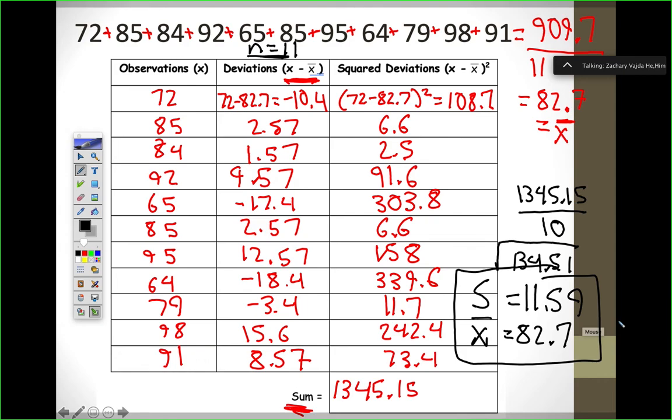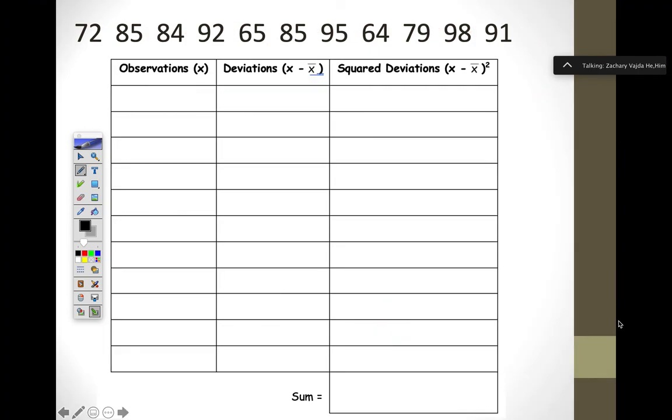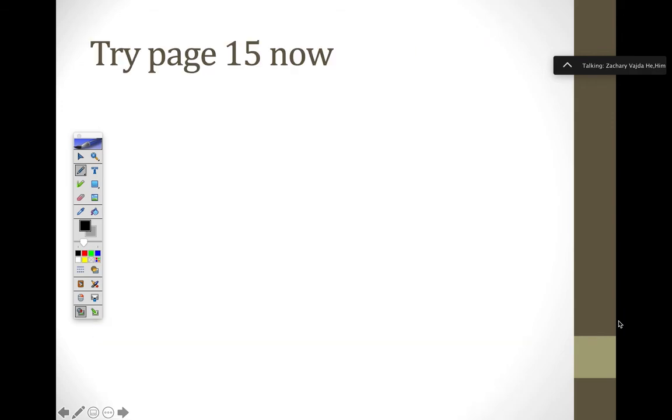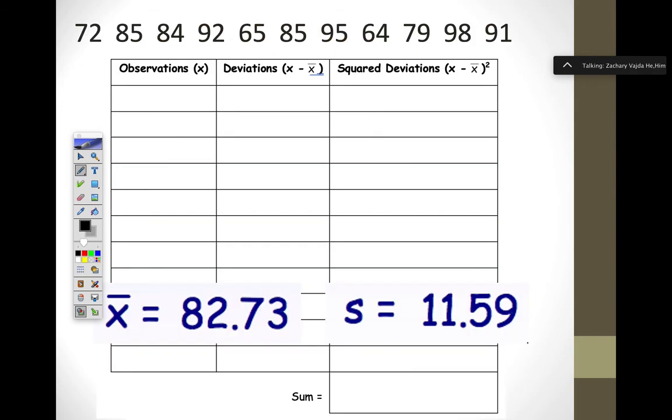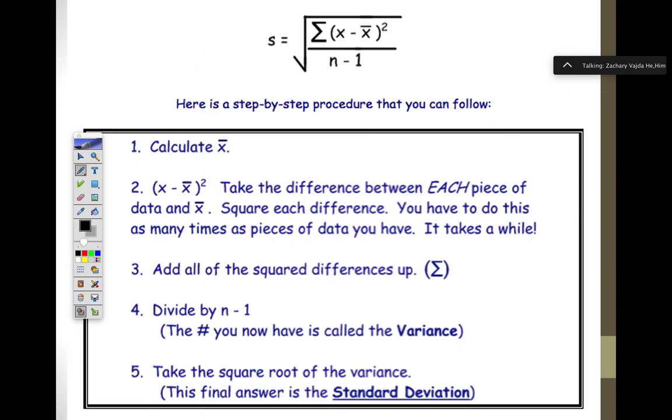This is how you calculate standard deviation by hand. If you want to see how to do it again, you should pull this video back up, but we are going to practice this now. We're going to practice this now on Canvas with a worksheet, how to calculate standard deviation by hand.